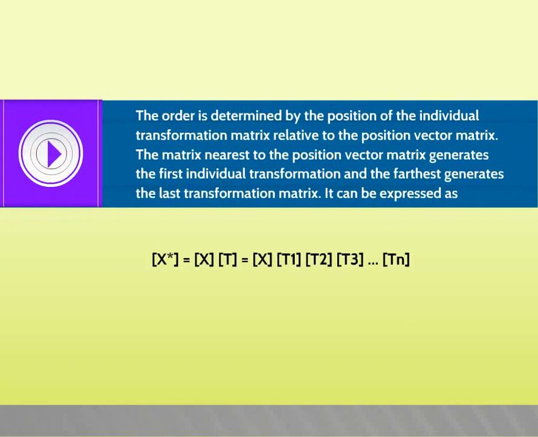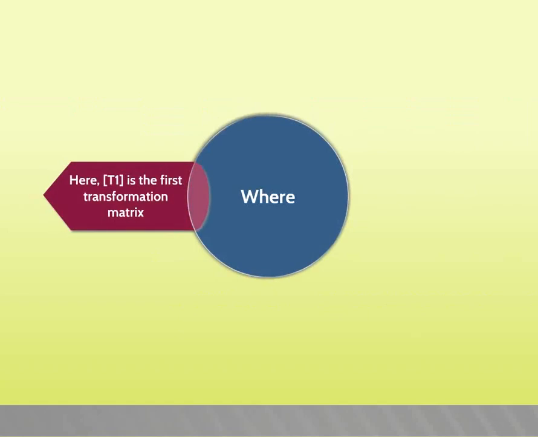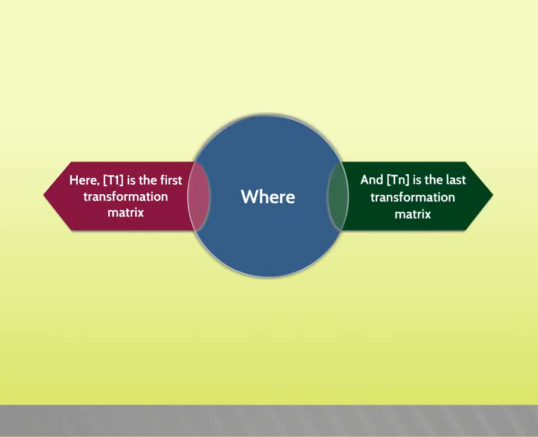X asterisk is equal to X into T, which is equal to X into T1 into T2 into T3 up to Tn. T is equal to T1 into T2 into T3 up to Tn, where T1 is the first transformation matrix and Tn is the last transformation matrix.